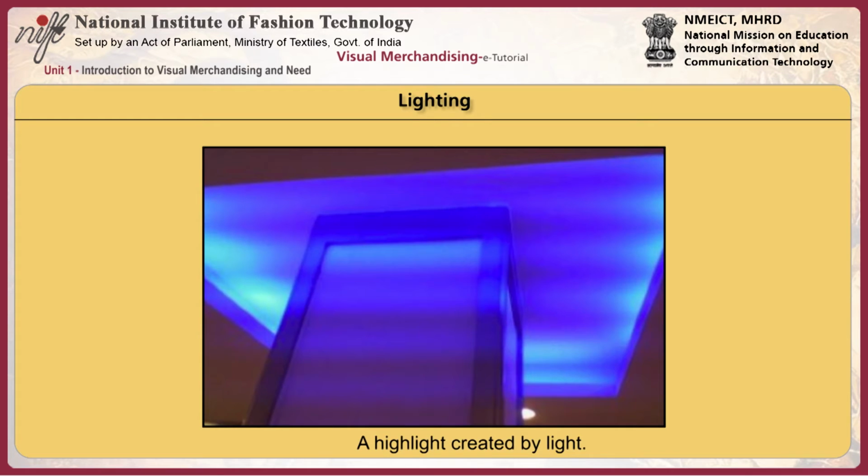A highlight created by light, as you can see in this visual, there is a highlight that has been created towards the ceiling. This kind of an ambience can be created in pubs or in restaurants. Now one should also know that pubs and restaurants also fall into the domain of visual merchandising, not just retail spaces.